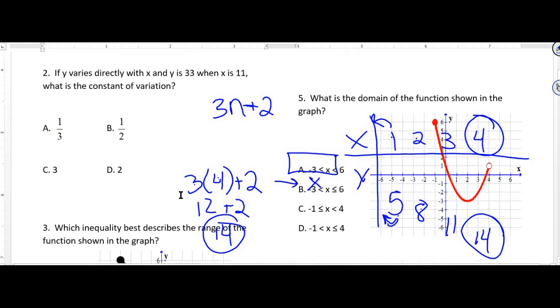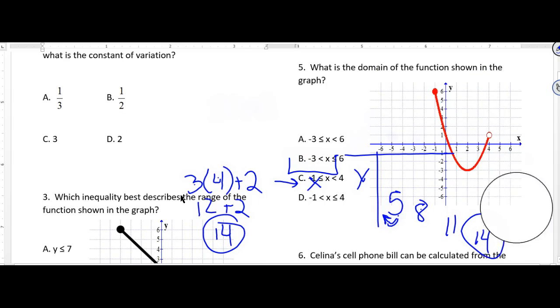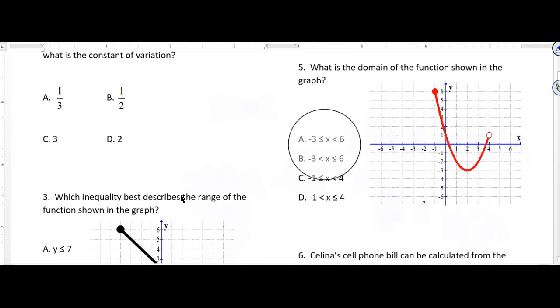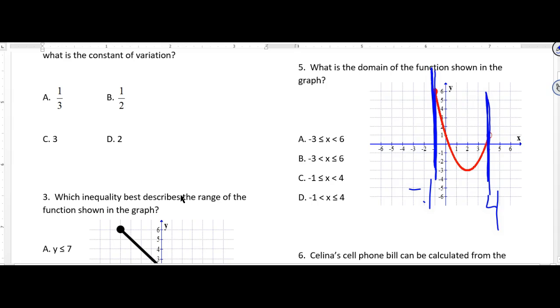Number 5, another domain and range problem. Domain we know is left to right. So, left boundary is -1. Right boundary is 4. Well, I know it has to go from -1 to 4.